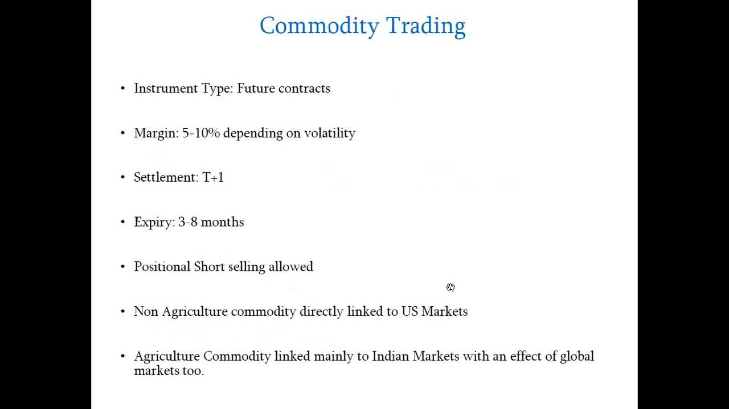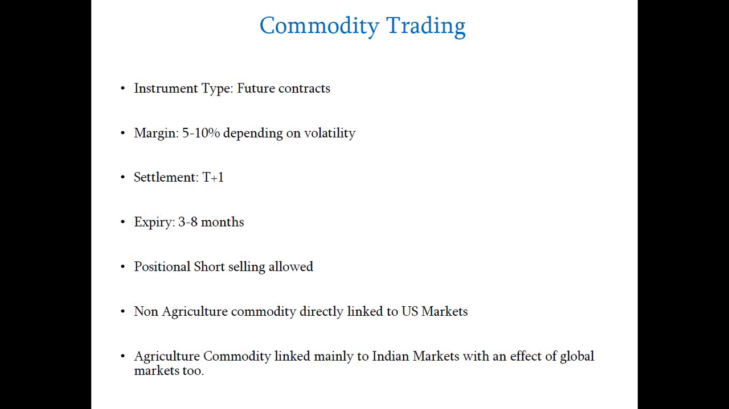Let us move to the next slide, which is basics of commodity trading. Now the instrument type which is being traded here is future contract. Margin is between 5 to 10%. It depends on the volatility of the counter. Settlement happens on T+1 basis. Expiry is 3 to 8 months. Positional short selling is very much allowed in this market.